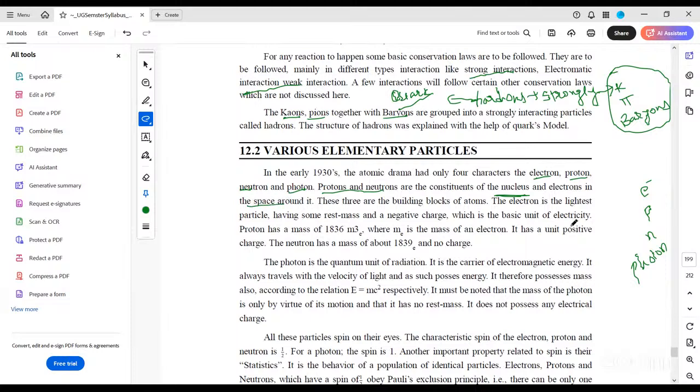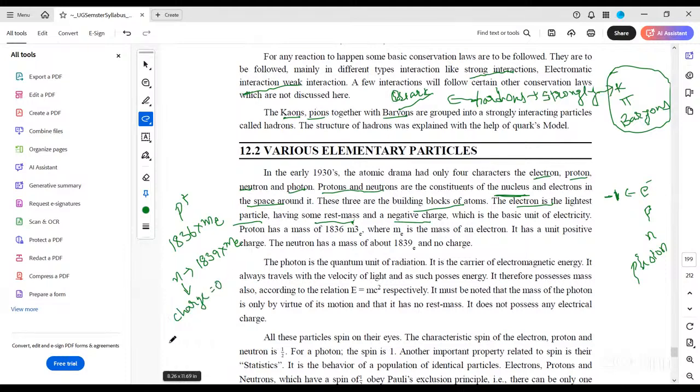These protons, neutrons, and electrons are the building blocks of the atom. The electron is the lightest particle and has some rest mass, and the electron has negative charge. Next we will take the proton. Proton is represented with P, it has positive charge, and its mass is equal to 1836 times the mass of the electron. Next we will take the neutron. Neutron is represented with N. Its mass is about 1839 times the mass of the electron, and the charge of the neutron is 0.